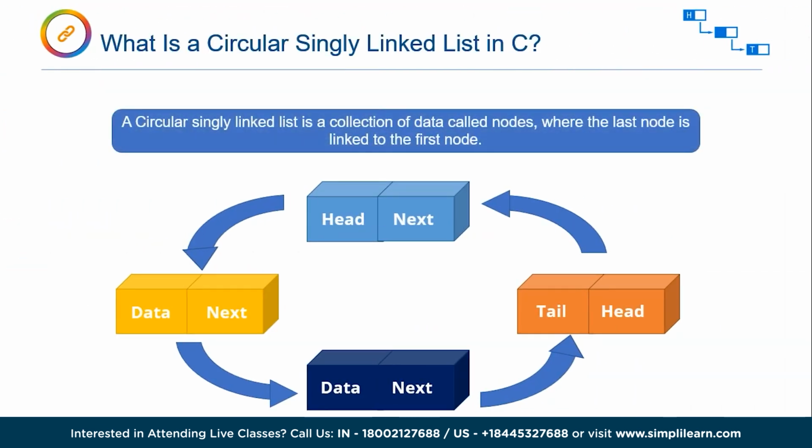So let us now move ahead and understand what a circular linked list is. A circular linked list is a collection of data called nodes where the last node is linked to the first node. So the traversal, that is the search operation on each node of a circular linked list, is done until we reach the same node which we started from in the list.